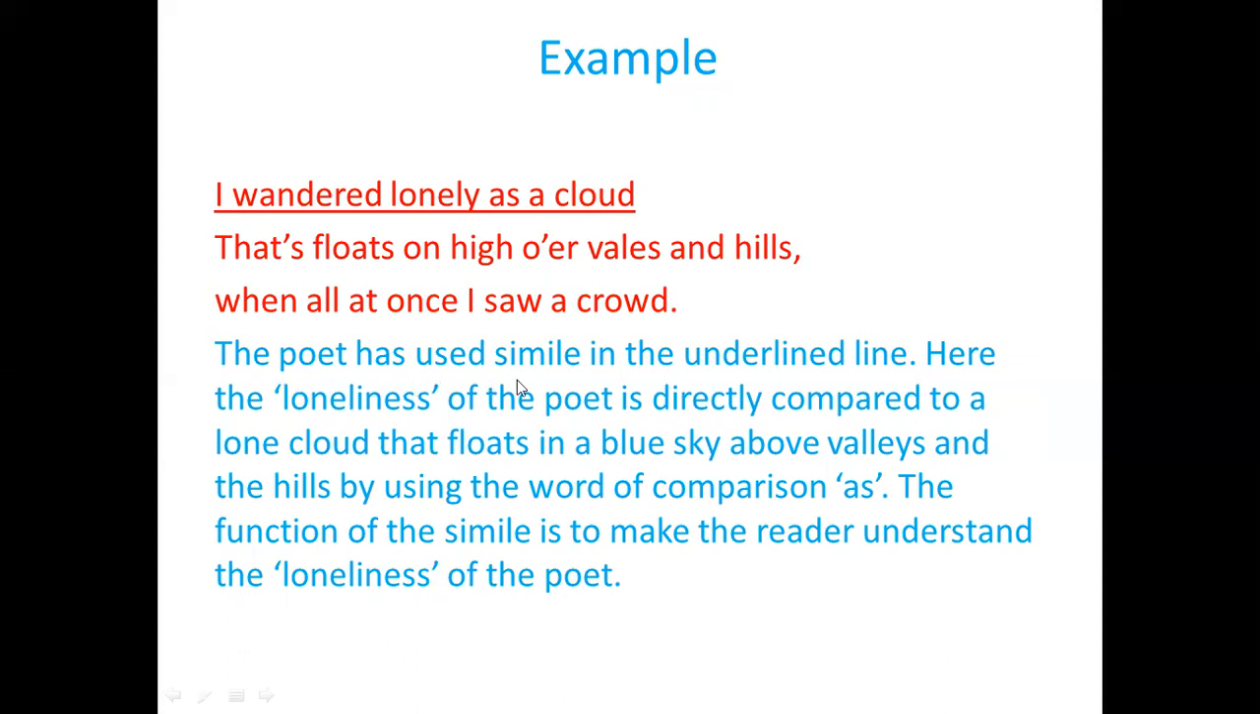The poet has used simile in the underlined line. Here, the loneliness of the poet is directly compared to a lone cloud that floats in a blue sky, over valleys and the hills, by using the word of comparison as. The function of the simile is to make the reader understand the loneliness of the poet.